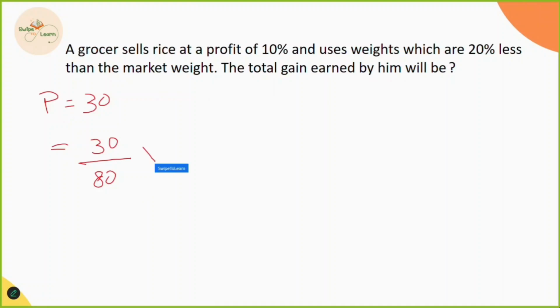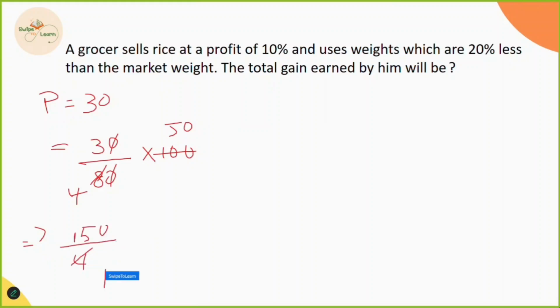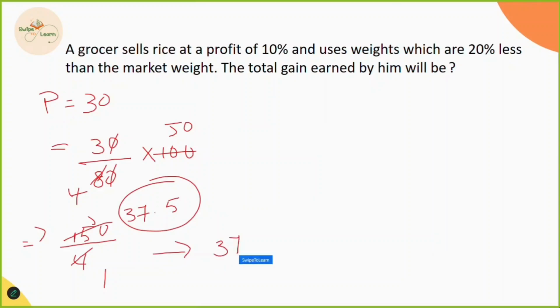So CP is 80 into 100. So these zeros get cancelled, and 2 4s are 8, 2 5s are 10, and 0 here. Okay, 3 into 5 which is 15, 150 divided by 4. 4 1s are 4, and 4 3s are 12 and the remainder is 3 here. And 4 7s are 28, the remainder will be 5 hmm, so it's 37.5% of profit. So the profit percentage is 37.5. So the total gain earned by him will be 37.5.